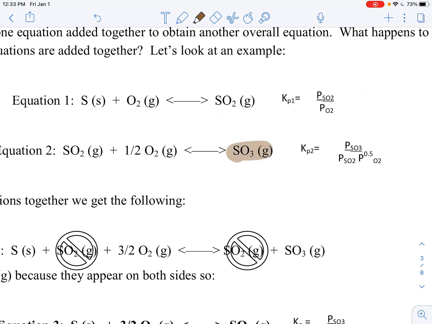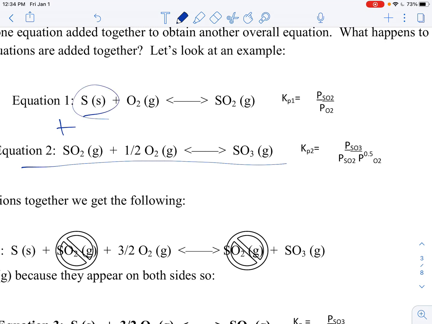All right. Now, what happens when I take this one? Well, SO3 is a gas, so it counts and it goes up there. SO2 is a gas, it counts, it goes down below. And half of an oxygen, it counts, it's a gas, it goes down below. But please note that it is a half because of that. All right? Now, what's going to happen if I add these two equations together?